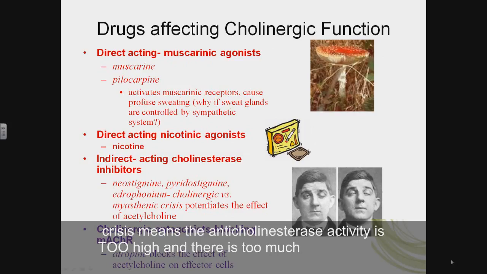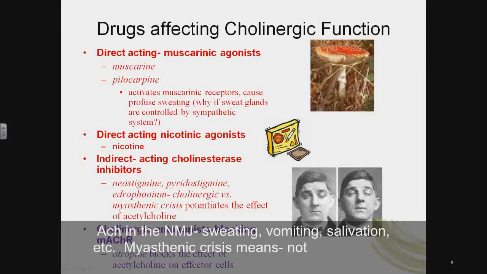Pilocarpine is a drug that we use in a clinical setting. It too can activate muscarinic receptors. It causes profuse sweating and increased gut motility. Remember, the dermal involuntary effectors have muscarinic acetylcholine receptors, and that's why if we administer pilocarpine to a patient, not only will their heart rate drop and they'll have increased gut motility, but they will also have sweating.